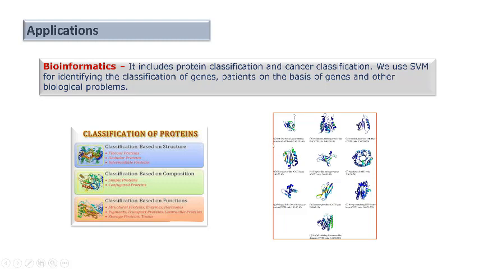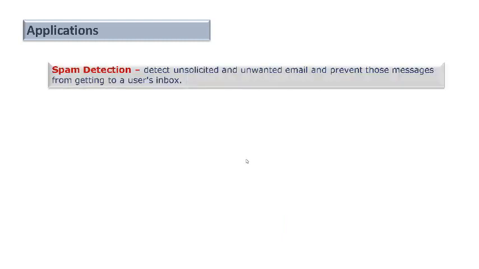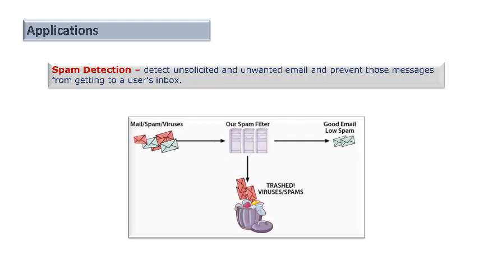So now another application is spam detection. It detects unsolicited and unwanted email to prevent those messages from getting to our user inbox, something like that. There is spam and virus mail all together, and when it goes through the server, it is automatically classified and the good mail comes to our inbox, and the other goes to spam and trash or virus, whatever, it is separated automatically.